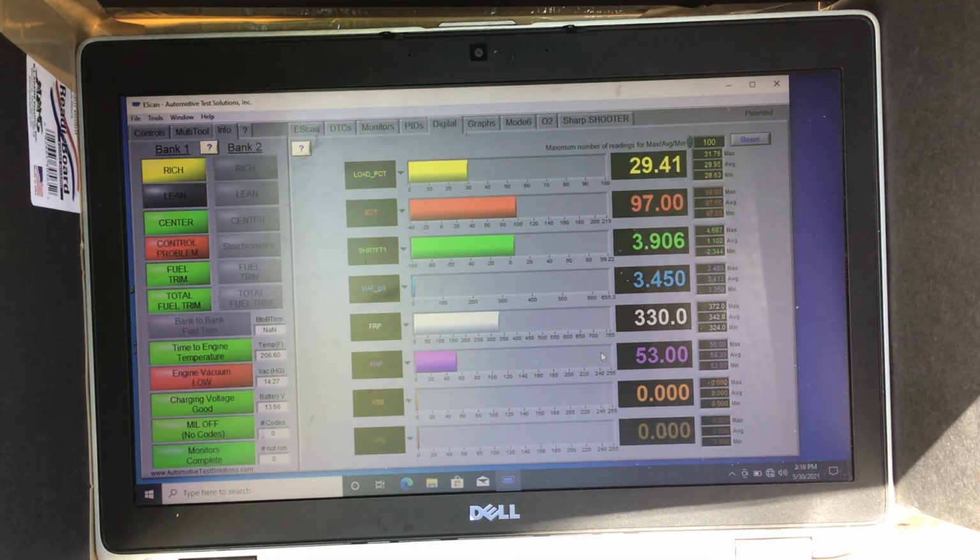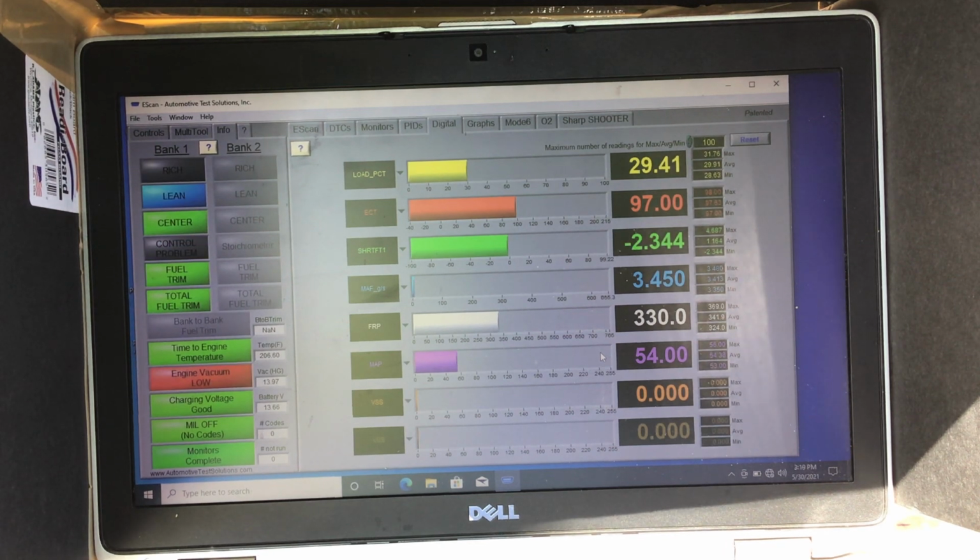Main one, fuel trim. Collection. Good. Engine vacuum. Bad.